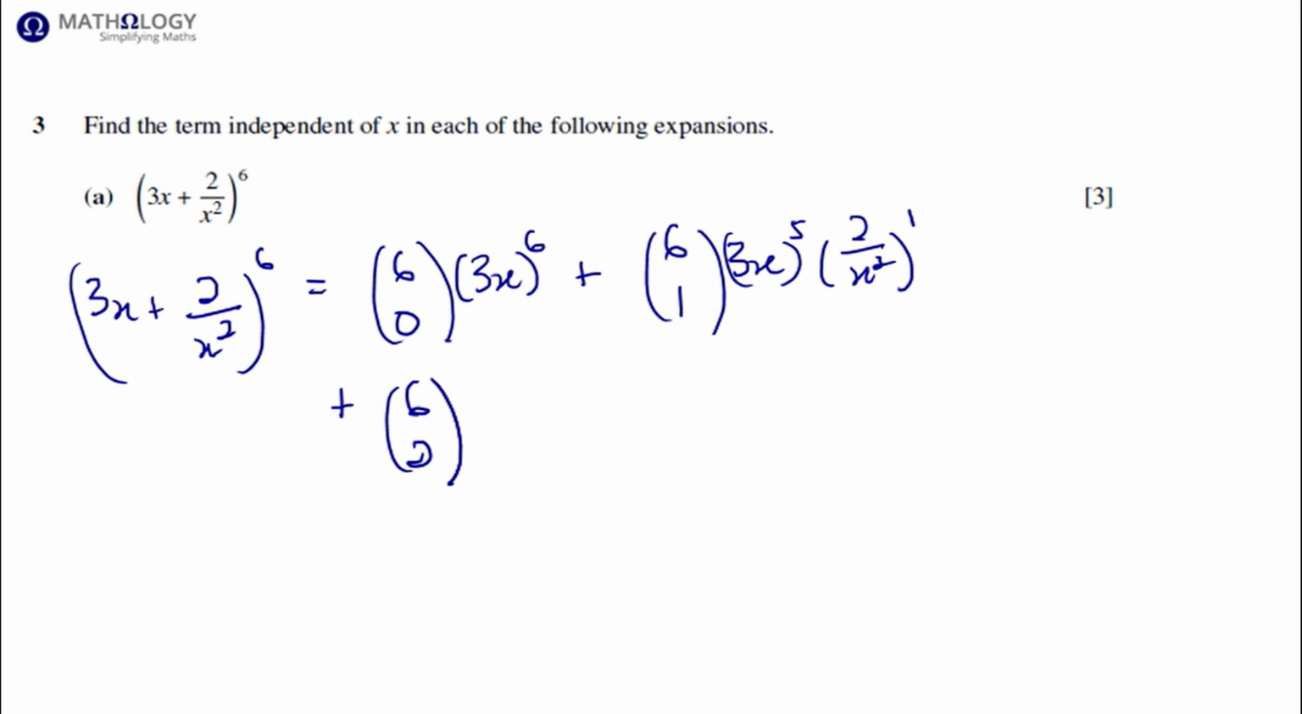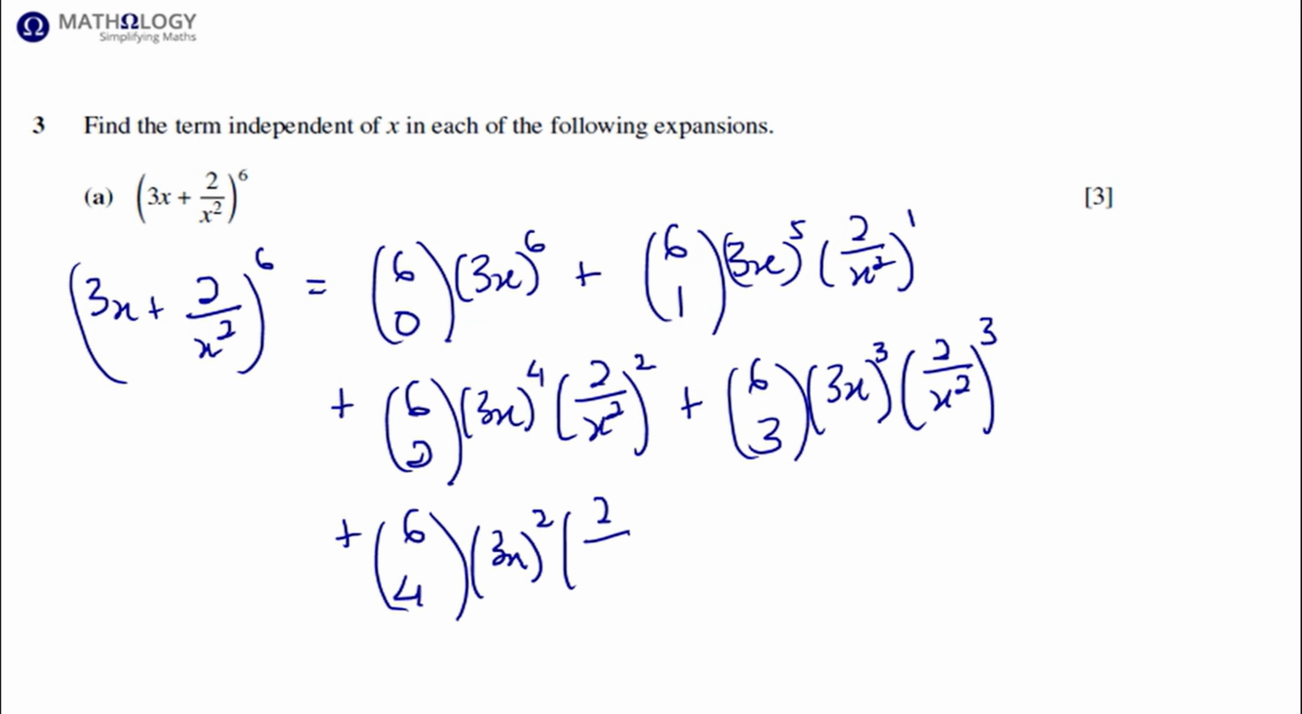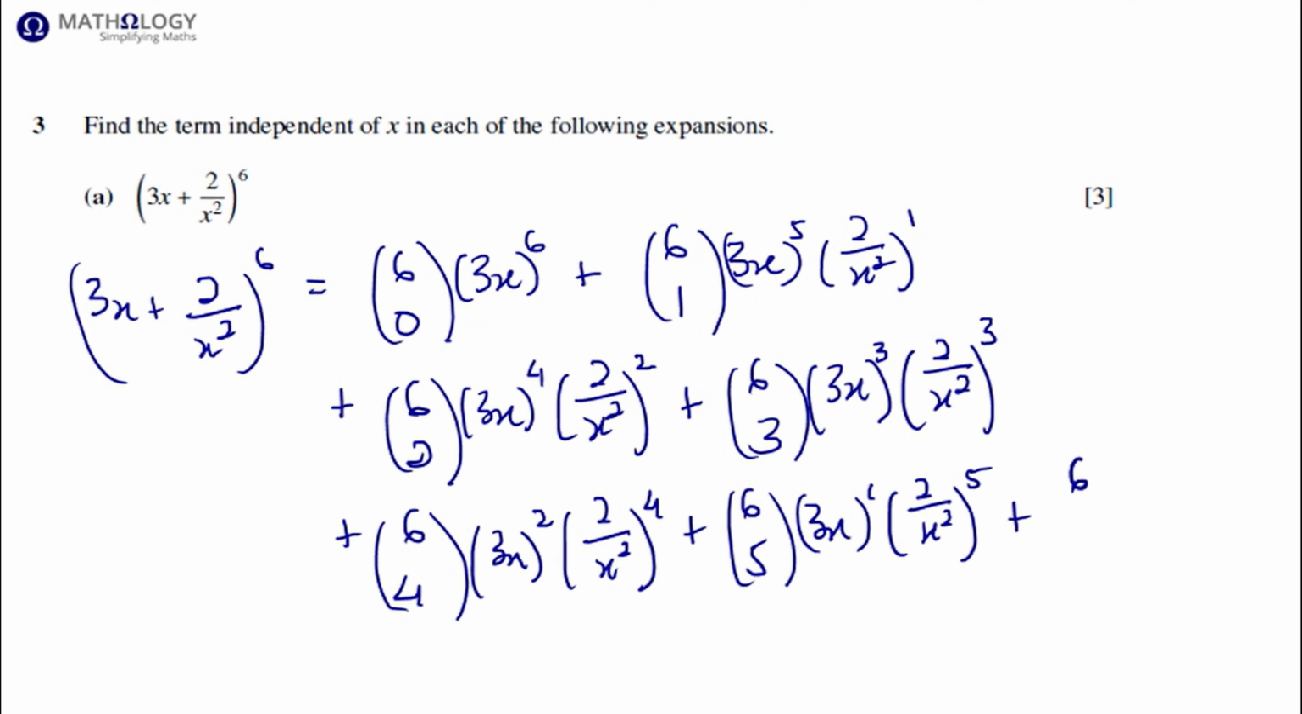Then plus 6 choose 2, 3x to the power of 4 times 2 over x squared, plus 6 choose 3 times 3x to the power of 3, 2 over x squared to the power of 3, plus 6 choose 4, 3x squared times 2 over x squared to the power of 4, plus 6 choose 5, 3x to the power of 1 times 2 over x squared to the power of 5, and finally the last term 6 choose 6, and that'll be 2 over x squared to the power of 6.